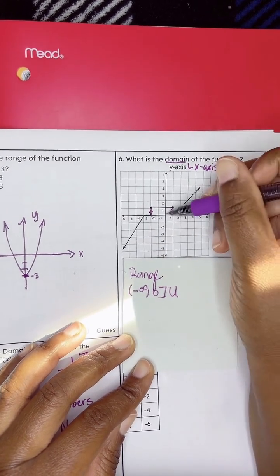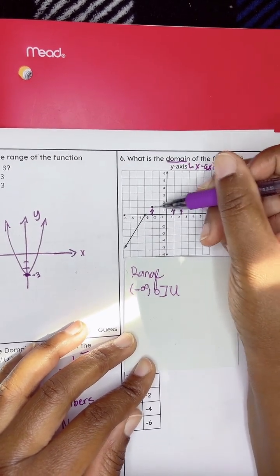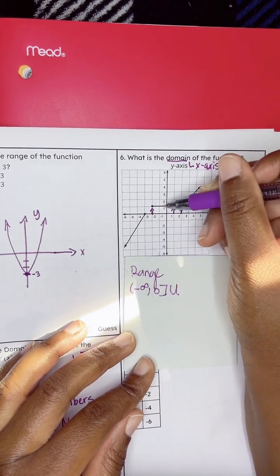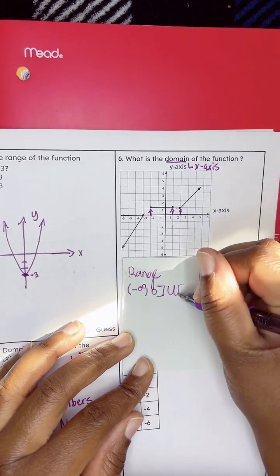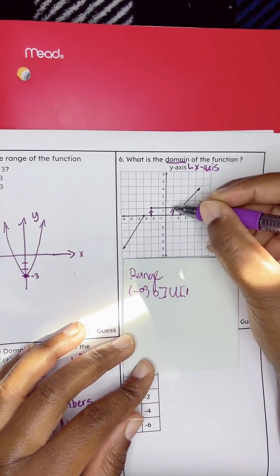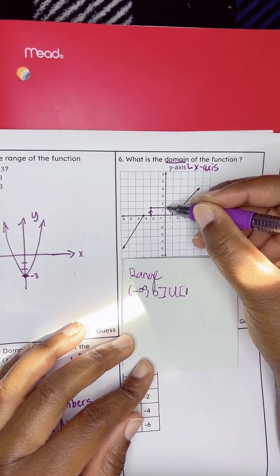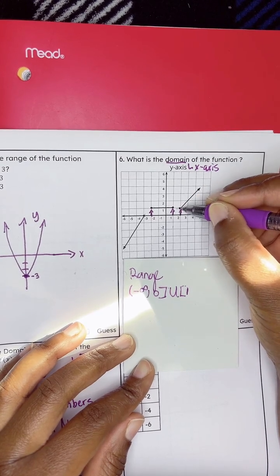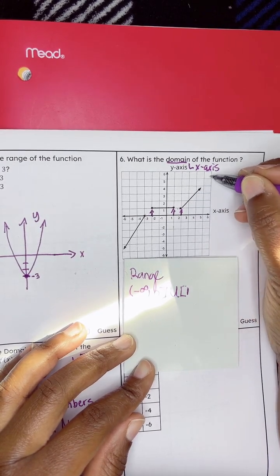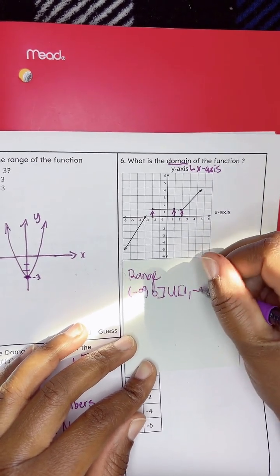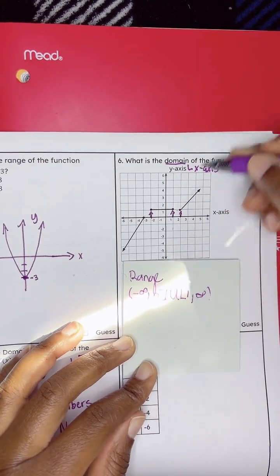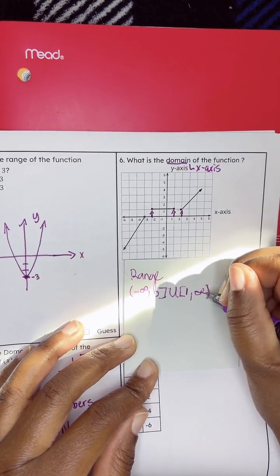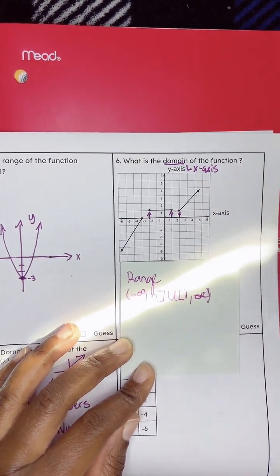Union. Now, does everybody see how it jumps up to 1 on the y? So we would have a bracket 1. And then the 1 goes all the way, see how it's still 1 here? It goes all the way up to positive infinity because it just keeps on going up. So this would be the range.